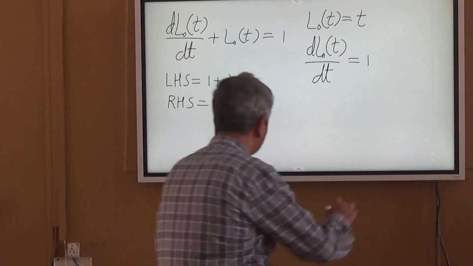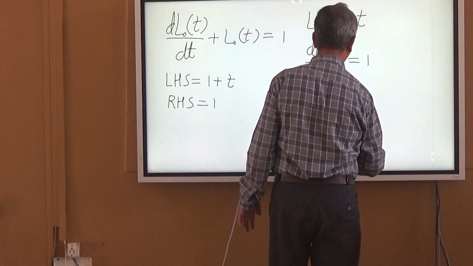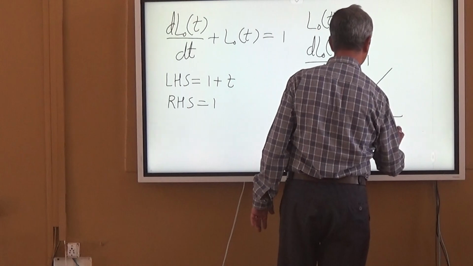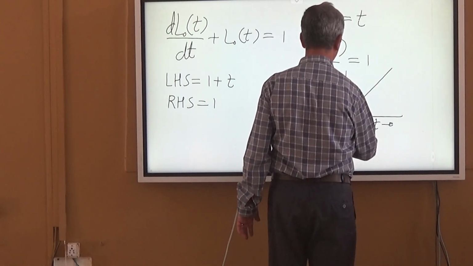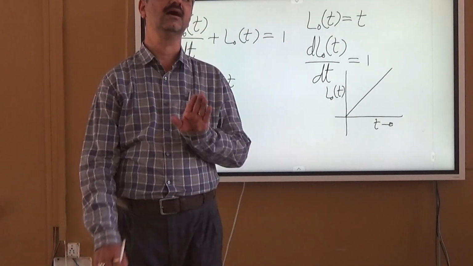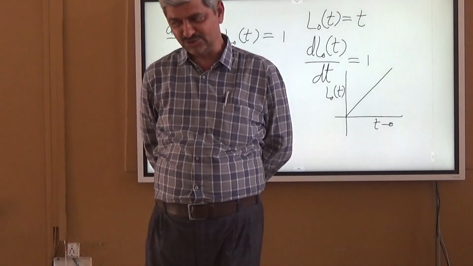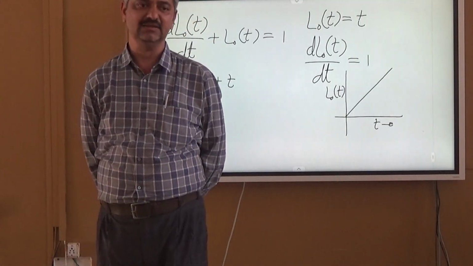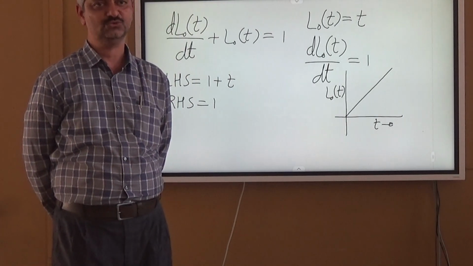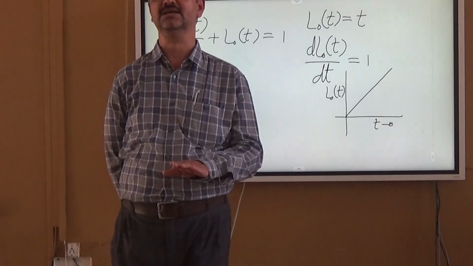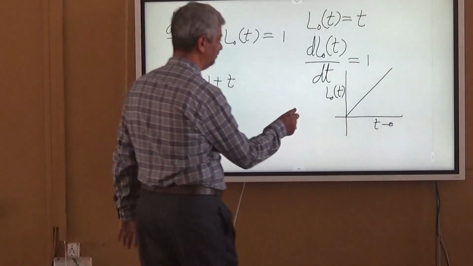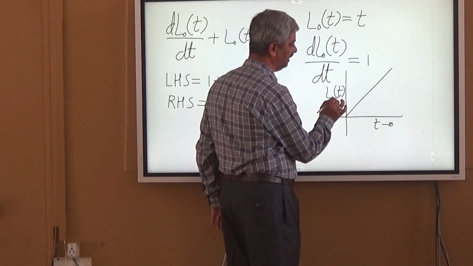So if I plot the graph of LOT versus t, it is like this. LOT assumed by me is such that it gives LHS always more than RHS. So the actual answer should be less than this, right? It should be, at any given t, LOT.